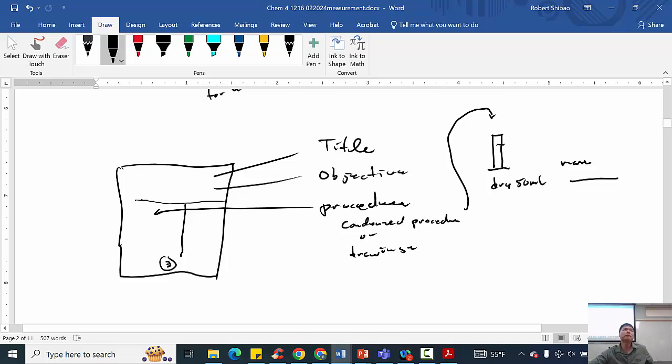But if you're submitting a formal report, do you want a whole bunch of mistakes, a bunch of errors, a bunch of corrections? Do you want to submit that as your final formal report? No. And so this is the reason why we have a lab notebook. We have a lab notebook to keep your report sheets clean.